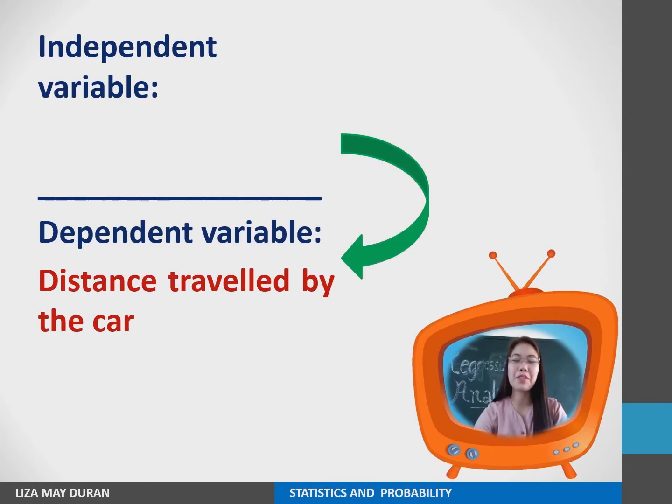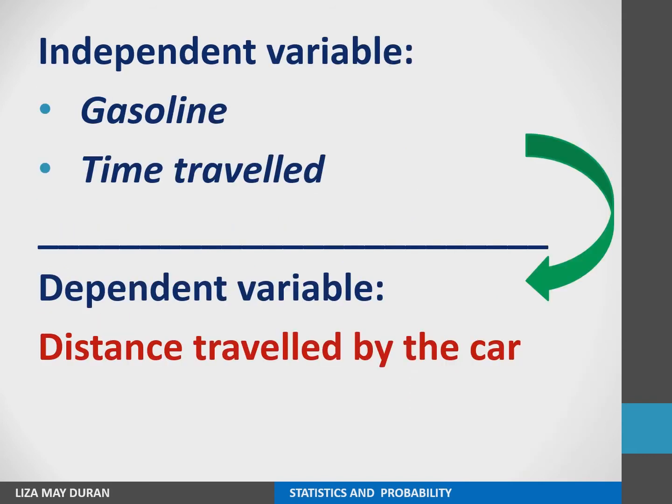For number 3, the dependent variable is the distance traveled by the car. What is the independent variable? For the distance traveled by the car, the possible answers for independent variable could be the following. First, gasoline, or the amount of gasoline. Second is the time traveled.